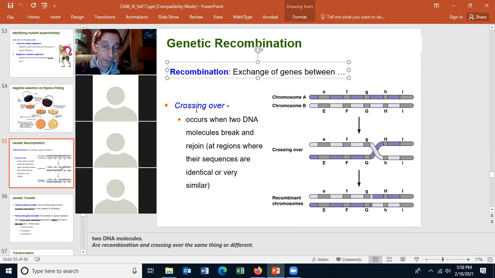And most of the time they're the same, but recombination is a little more general, and it does include a little more than crossing over. When you say most of the time they're the same, when would they not be the same? I just gave an example.